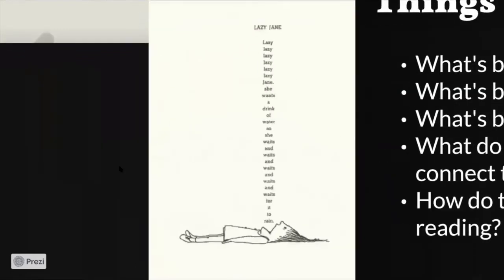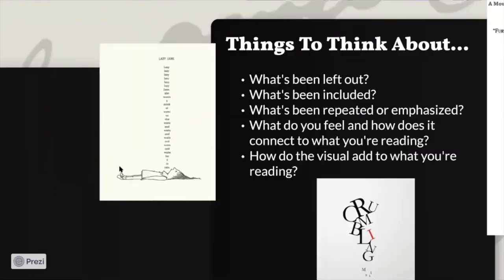So, for example, this poem called Lazy Jane, I don't even have to read the words of this poem for you to understand that this poem is about somebody who's lazy, and the words are almost following down the page and flowing into her mouth because she's so lazy.